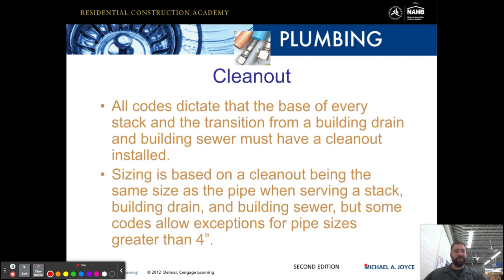So a cleanout gives you easy access to clean out, right? Because a lot of times everyone's heard about sewers getting backed up. This is backed up, that's backed up. The cleanout lets you get right into the place where a lot of times those things get clogged.